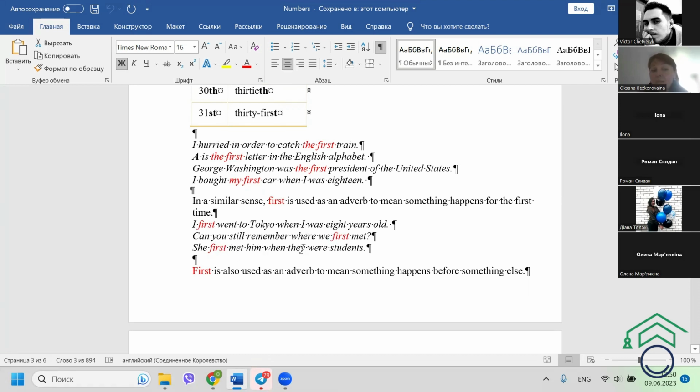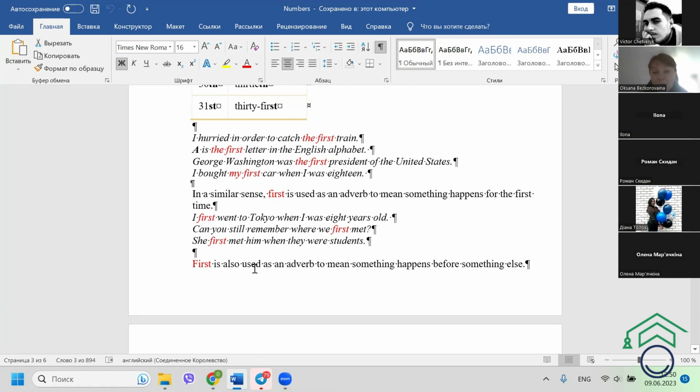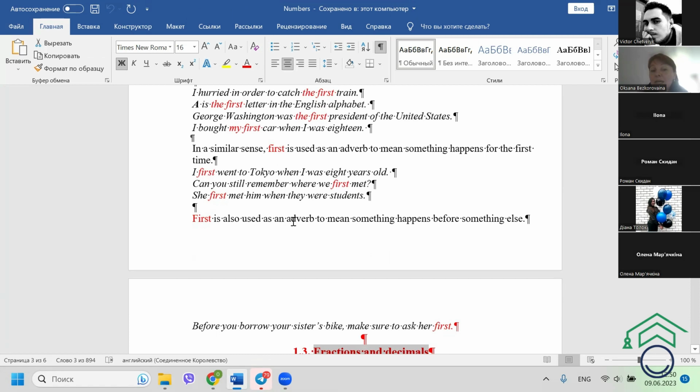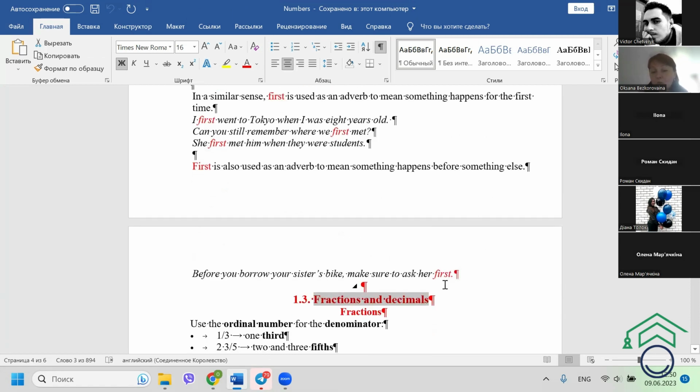She first met him when they were students. Вона вперше познайомилася або зустрілася з ним. От. First is also used as an adverb to mean something happens before something else. Коли ми говоримо, що щось трапилося перед тим, як трапилося щось інше. Before you borrow your sister's bike, make sure to ask her first. Перш ніж ти візьмеш велосипед сестри, переконайся, що не забудь попросити у неї спочатку. От, спочатку також артикль the не використовується.